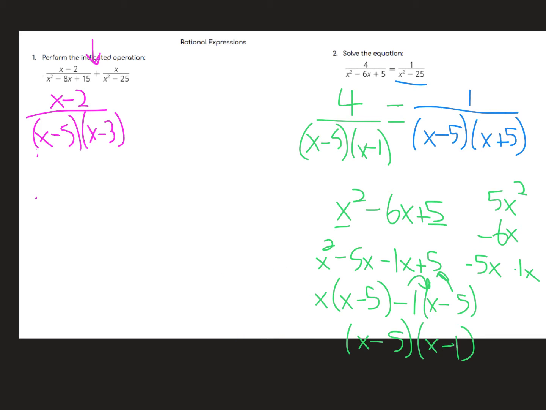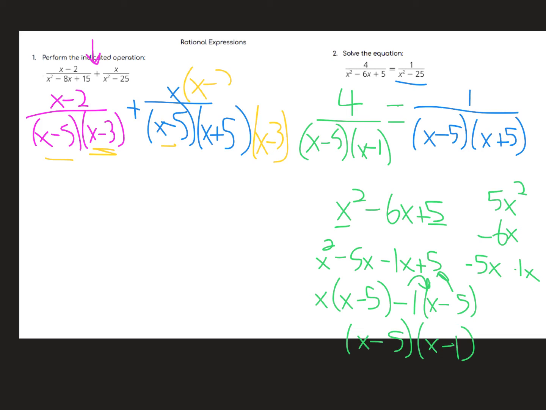Now I need to analyze the denominators. Oh, I missed them there. Okay, so I have x over x minus 5, x plus 5. I'm seeing that they both have an x minus 5, so that's good. And since I'm adding, I want a common denominator. This one has an x minus 3, so this needs an x minus 3. But if we put it there, we better put it there. And then this one has an x plus 5, so I better put an x plus 5 on both pieces.